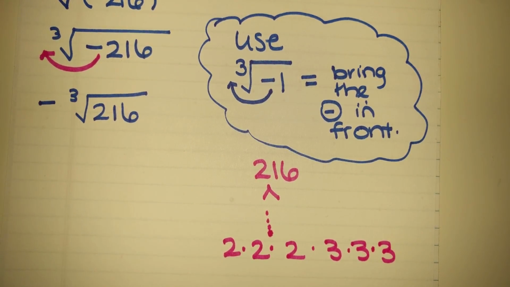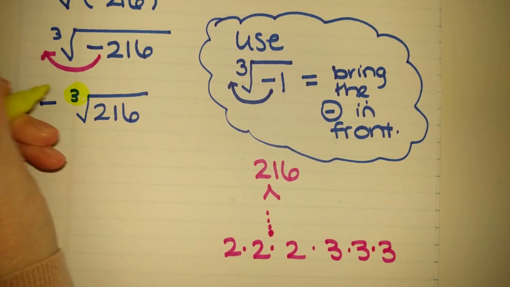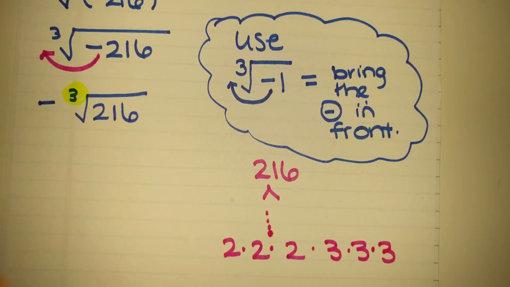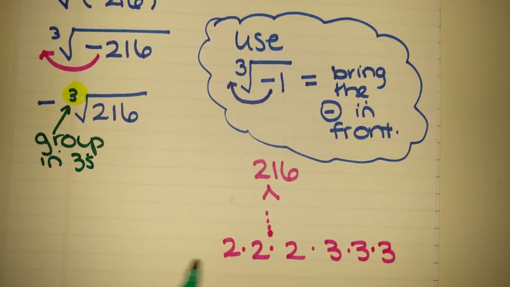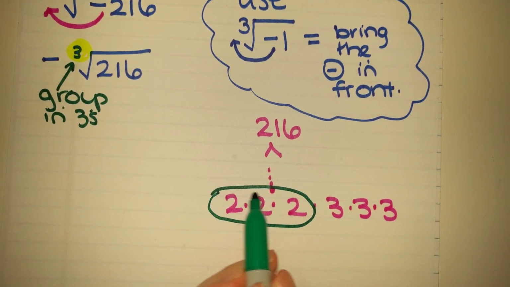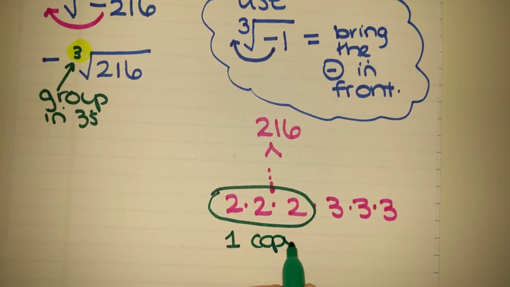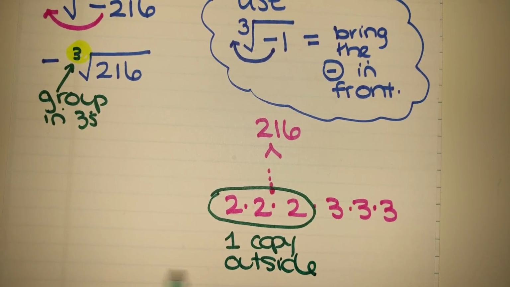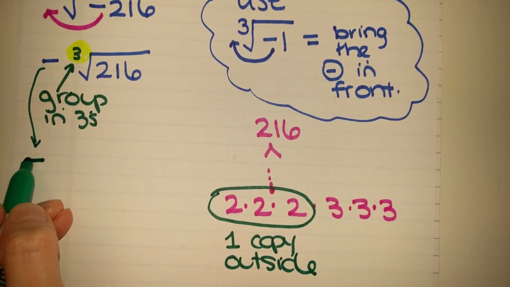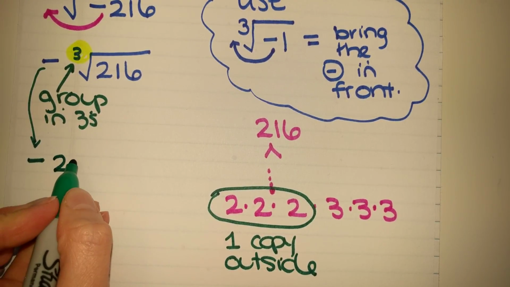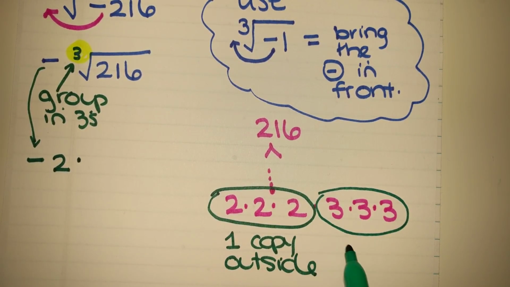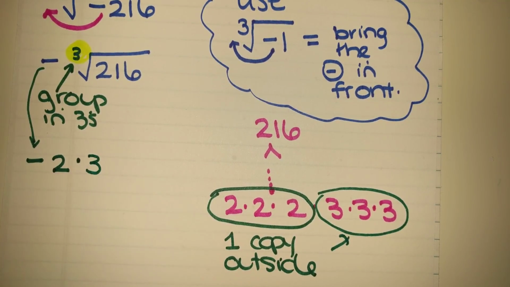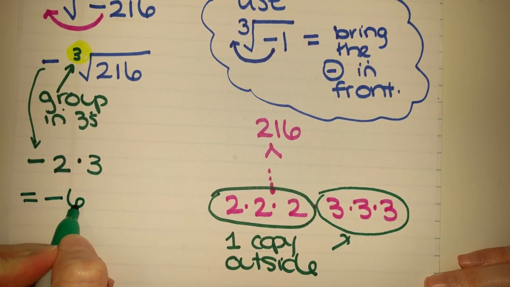So now, because we're talking about a cube root, that means we need to group them in groups of 3. So this cube root tells us to group in 3's. So here, when I have these 3 2's, I'm going to have 1 copy outside of the radical. So I will have my negative sign coming straight down. Then this cube root of 216 is going to become 2 times, and then here I'm grouping in 3's. So I have these 3 3's, so I will have 1 copy outside. So that will become negative 2 times 3, which of course multiplied together just gives us negative 6.